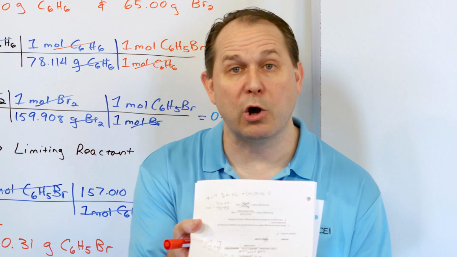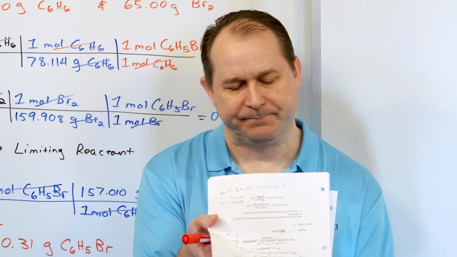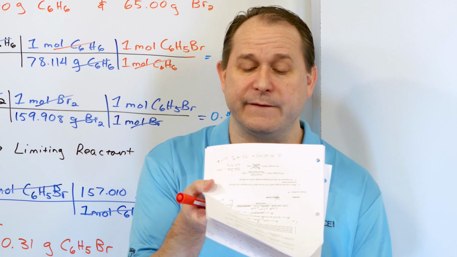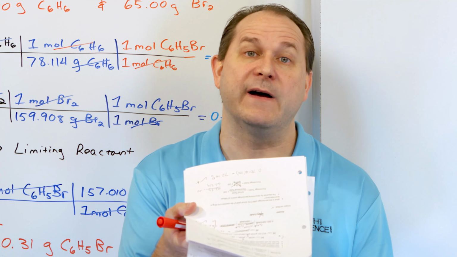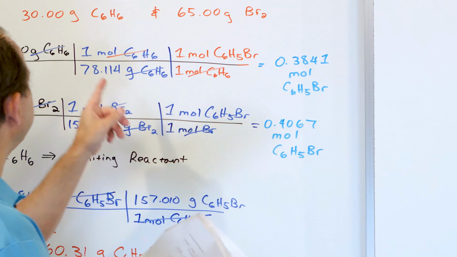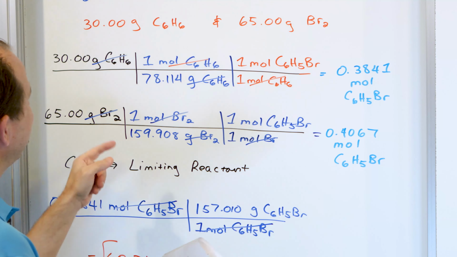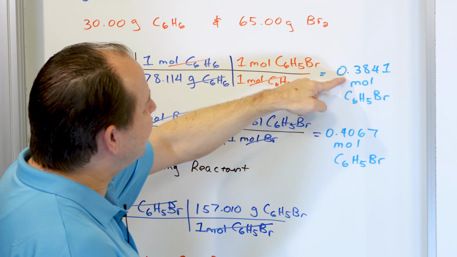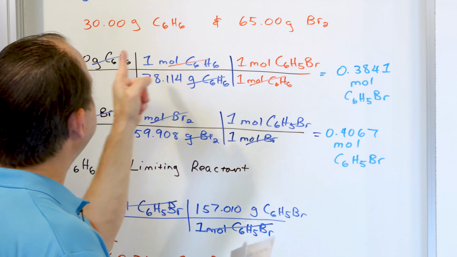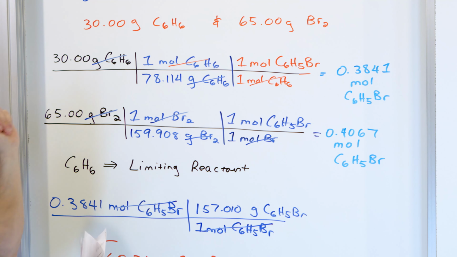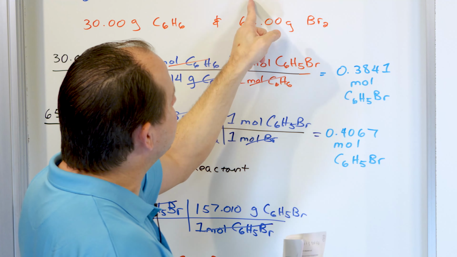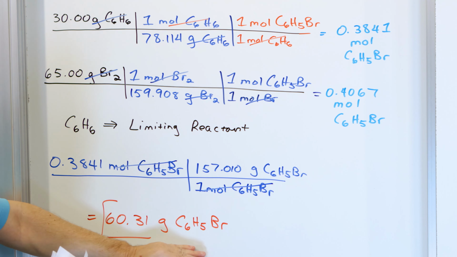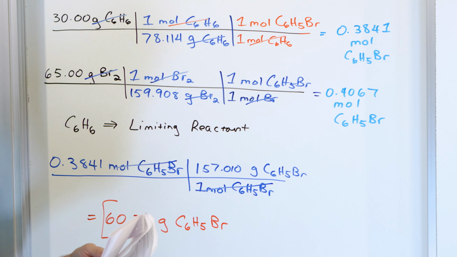So part A, or the whole problem up to this point, says, hey, here's a reaction between benzene and bromine to form bromobenzene and hydrobromic acid. What is the theoretical yield of bromobenzene if 30 grams of benzene reacts with 65 grams of bromine? So we write down the reactants and we have to find the limiting reactant. And we figure out that since, in this case, less product forms, then the benzene must run out first, it's the limiting reactant. This is how many moles of the product bromobenzene is formed. We just convert that to grams, and we say that 60.31 grams of the bromobenzene will actually form.